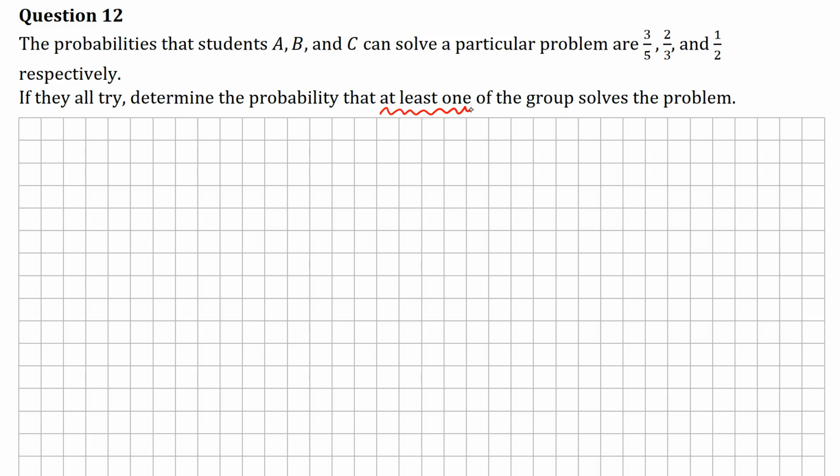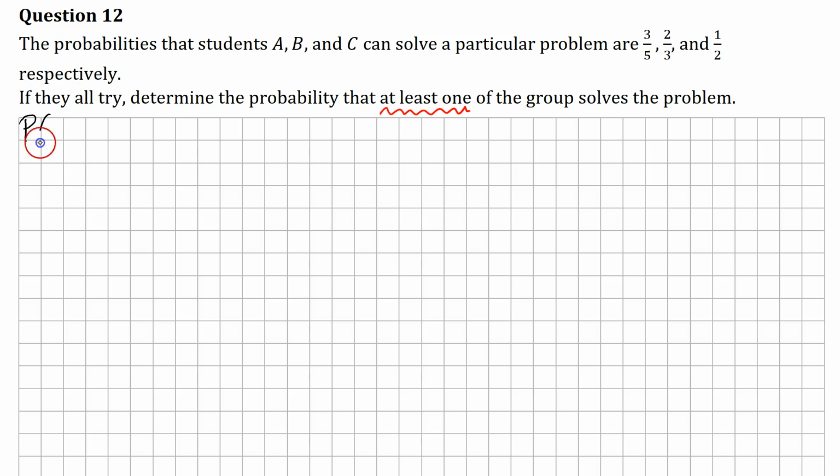So at least one in this case would be that one of them solves the problem, or that two of them solve the problem, or that three of them solve the problem. So we'd have to do all those events separately and then add them up, obviously. But an easier way to do it is to do the complement. The complement of this event, at least one solving the problem, will be that no one solves the problem. Okay, so we can set our problem up like that instead.